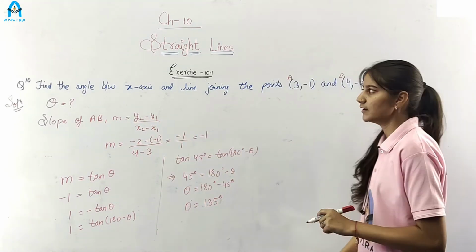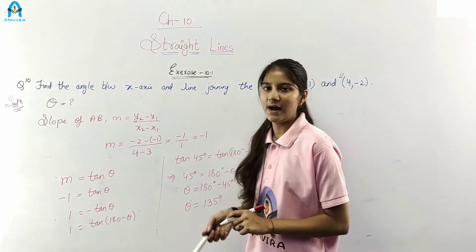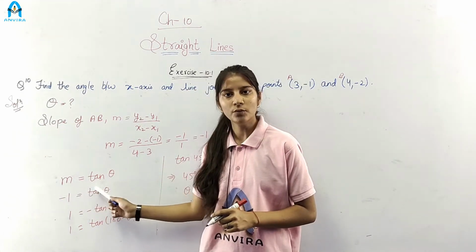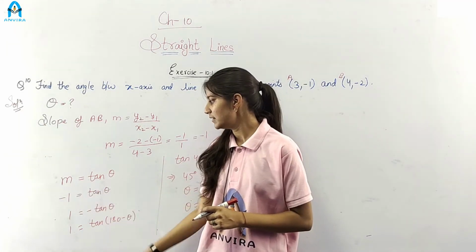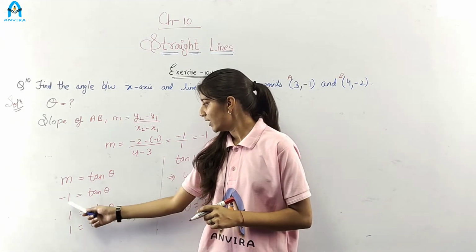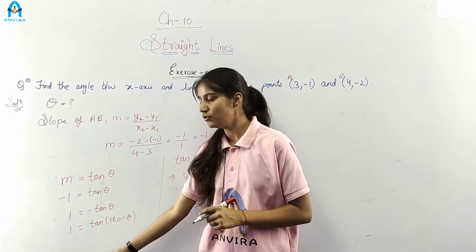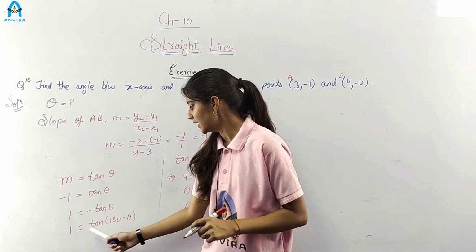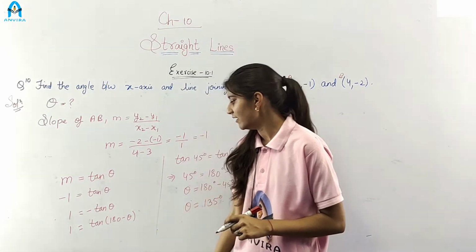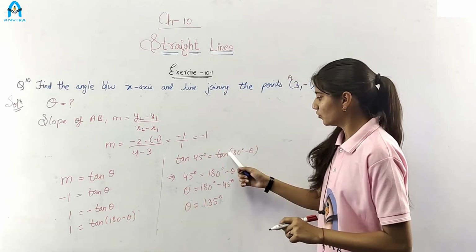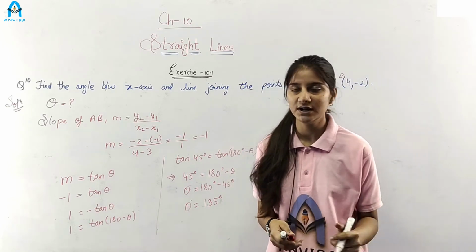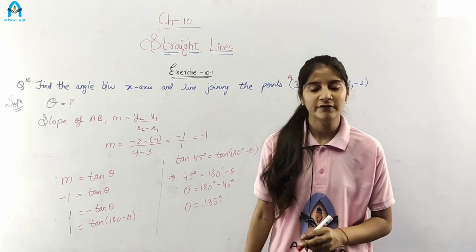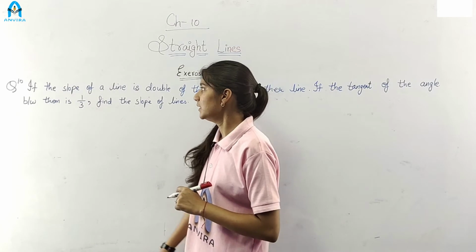So first we have to find the angle of inclination. For the angle of inclination, first we find the slope of the line by using the coordinates. Then we know the relation between the slope and the angle of inclination is given by m is equal to tan theta. Here minus 1 is equal to tan theta. 1 we know is tan 45, and minus tan theta can be written as tan of 180 degree minus theta. So here I apply, and the theta, the required angle of inclination, is 135 degree.